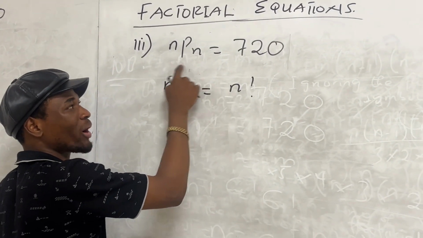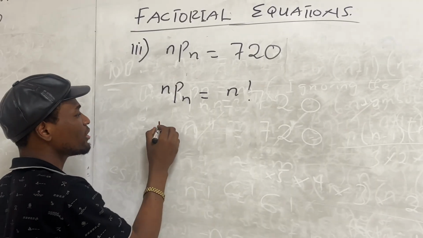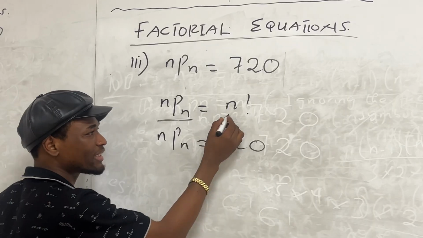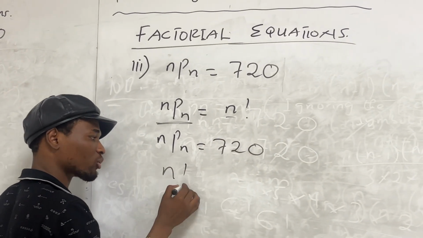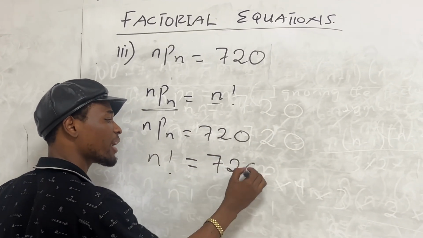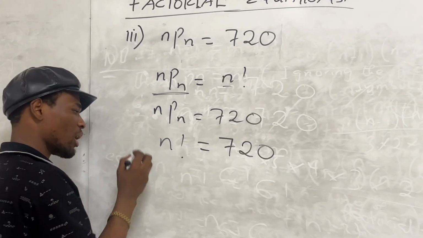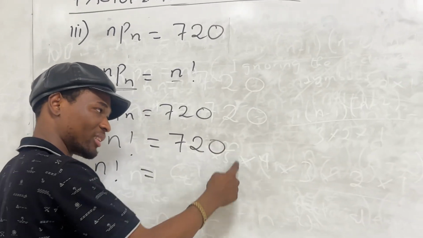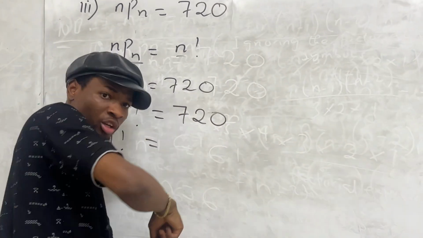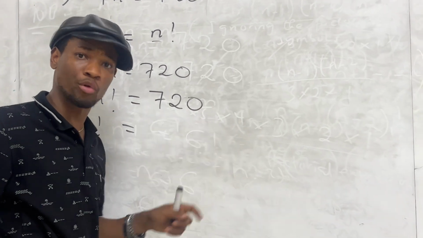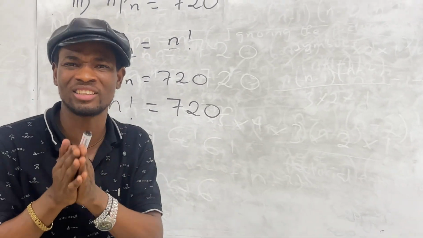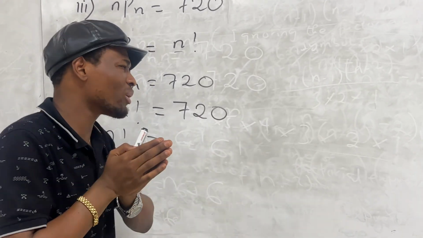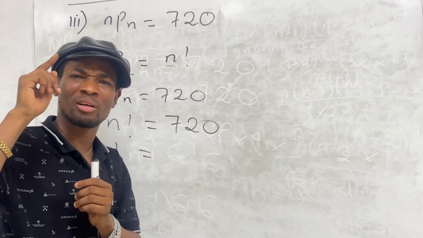So we are supposed to work this out. We have n permutation n equal to 720, and we said this is the same as n factorial. So I have n factorial equal to 720. We said you convert the part without the factorial sign into factorial notation. I gave you a strategy, a hint: always start from 1.